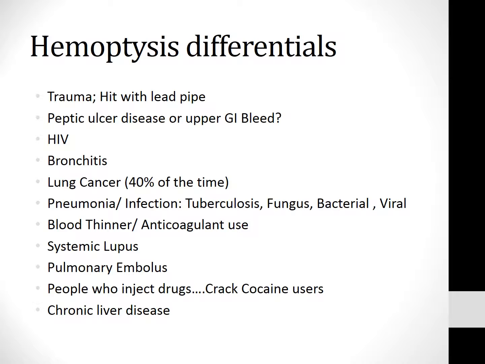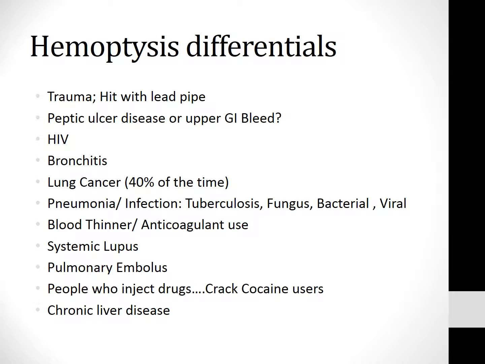Bronchitis, lung cancer, pneumonia or infection, blood thinner. Maybe he's on an anticoagulant. Maybe that's why he's bleeding so much. Systemic lupus. They have pulmonary scarring. What about a pulmonary embolus? What if he's a drug user? People who inject drugs sometimes have hemoptysis. What about chronic liver disease? Maybe he doesn't clot very well.